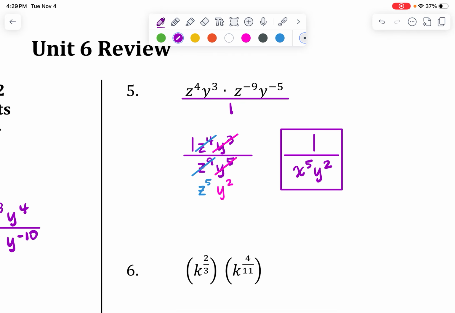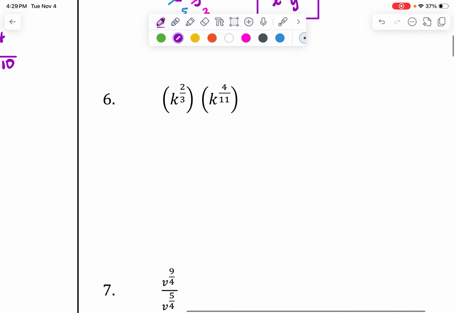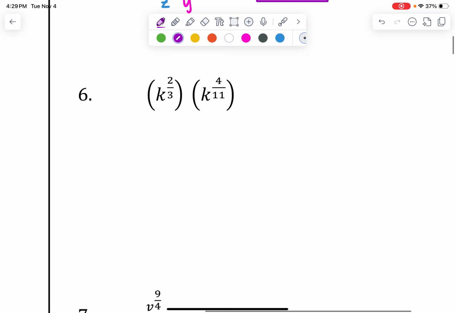Okay. All right, number 6, k to the 2/3 times k to the 4/11. Again, I know that's kind of a weird problem, but don't freak out when you have the fractions. You're just going to use the exponent rules. Remember, the exponent rules tell us that when we multiply, we add the exponents. Normally, I don't write it like this, but because it's a fraction, I'm going to go ahead and do that.